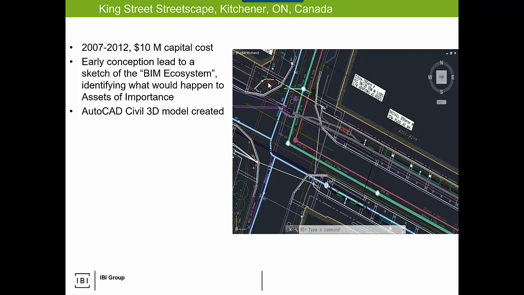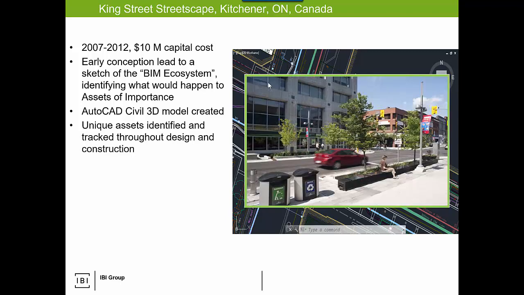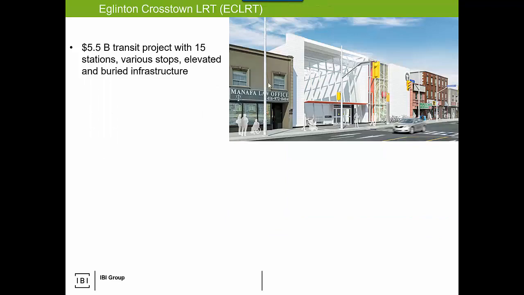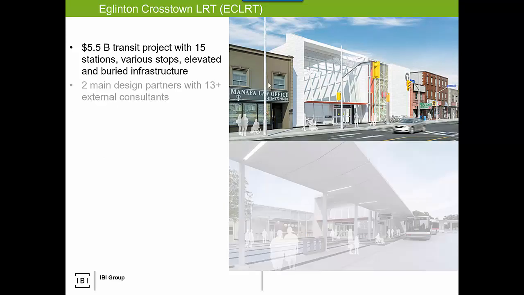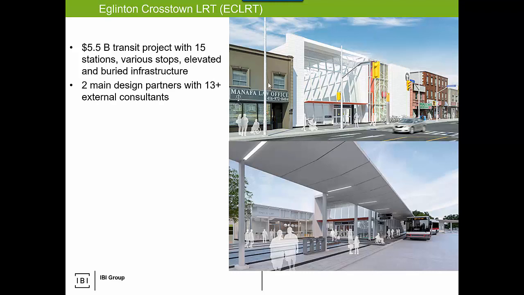Eglinton Crosstown LRT. This is a mass transit project that IBI is working on. 15 stations, various stops, elevated and buried infrastructure. 15 total design partners. Imagine the logistics around collaboration there. So that week 5 assignment is very similar to that project number 2.